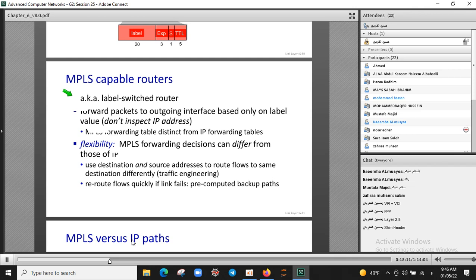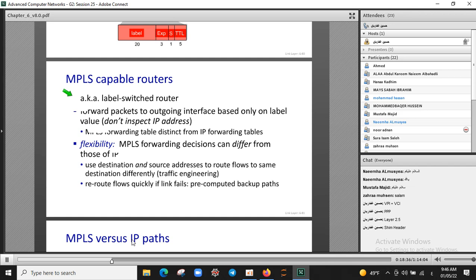For this shim header, we have another routing table. We call it the label table or something like that. Okay. In this table, we put the information of those labels.